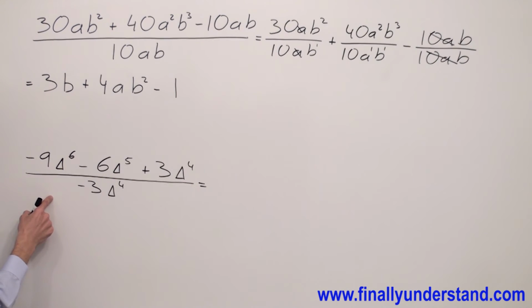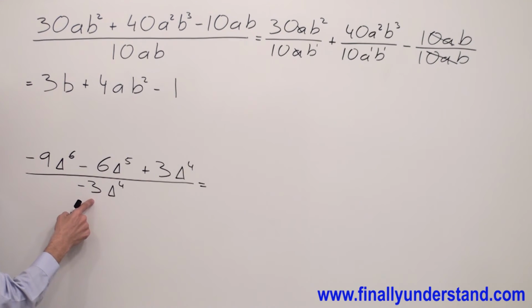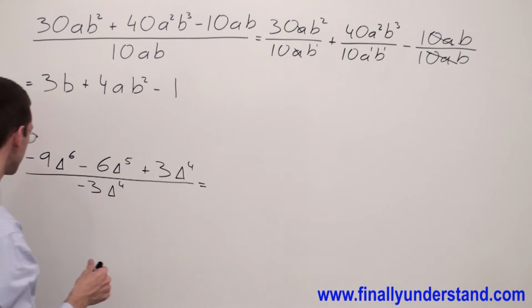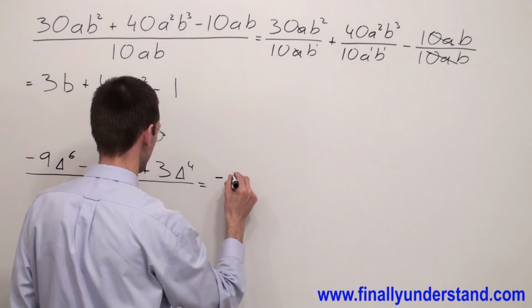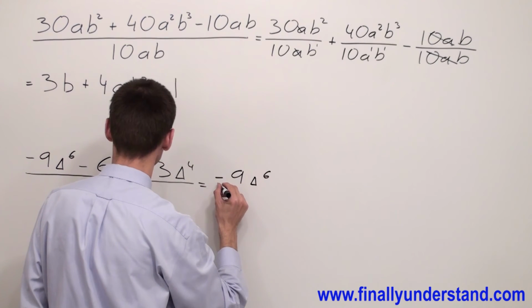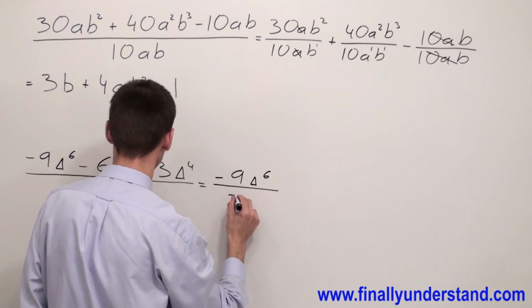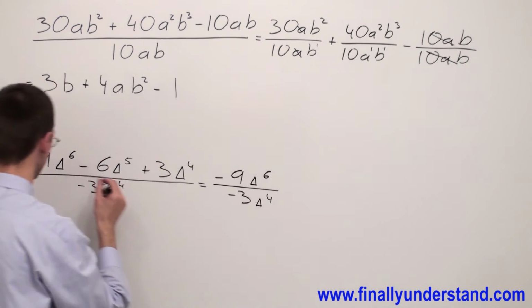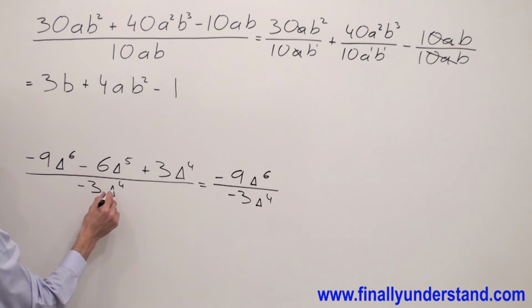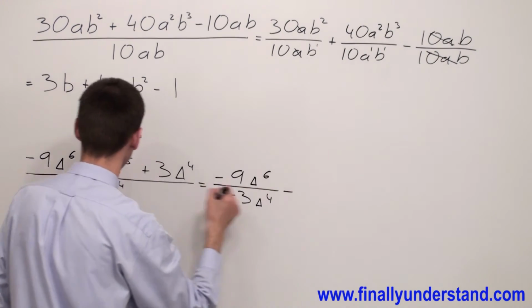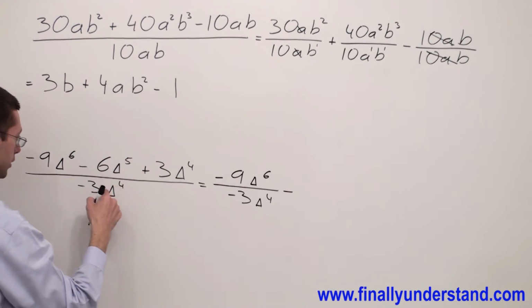Let's take a look at this example. Again, I have a polynomial in the numerator. I have to divide by a binomial. I have to divide every single term from the numerator by the denominator. I have minus 9 delta 6 divided by minus 3 delta to the fourth power. Okay, I divide this term by this. Next, I have to copy the negative sign and divide this term by this one.